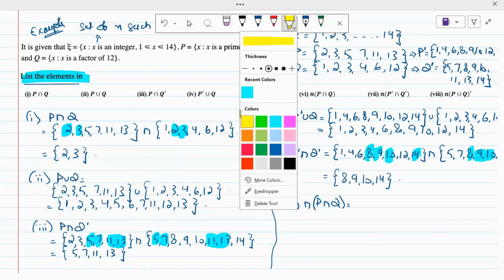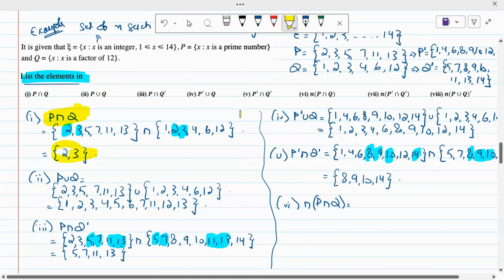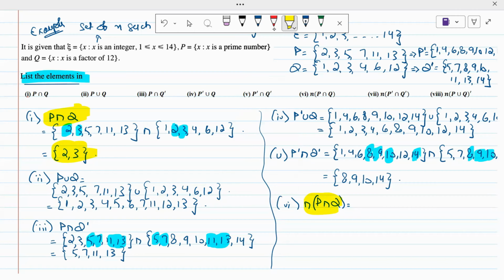You see P intersection Q is already found, which is 2, 3. Now this time it says n of P intersection Q. The n of P intersection Q means you don't need to write the elements here. You need to write the count of the elements. So P intersection Q has only 2 elements. So n of P intersection Q, the result would be only 2. Don't write this as a set. If you write it that way, it would be wrong. You only need to write 2.